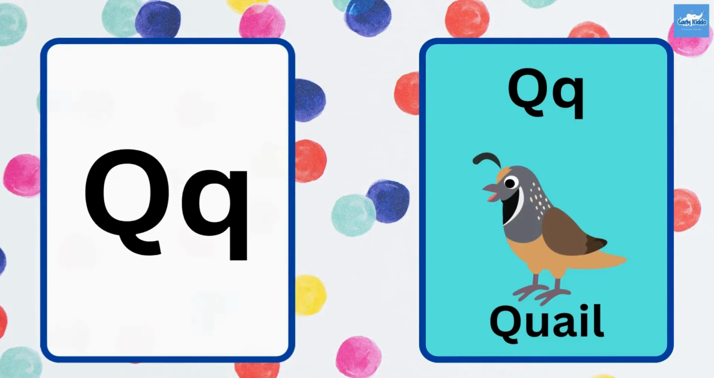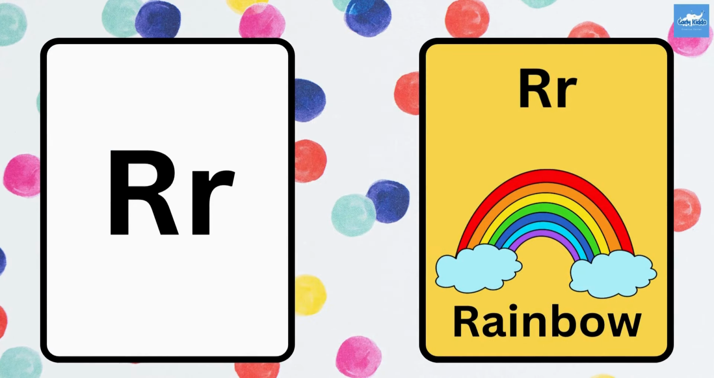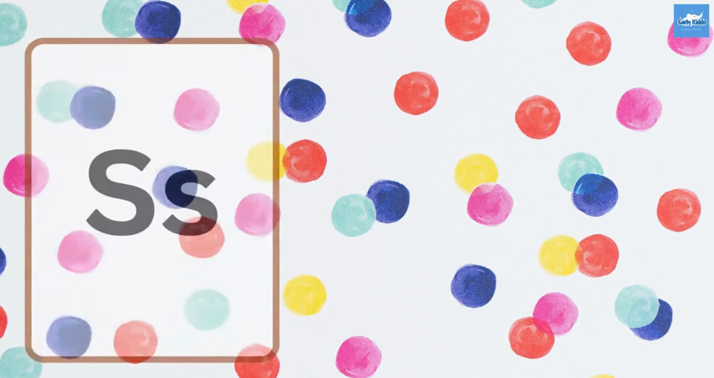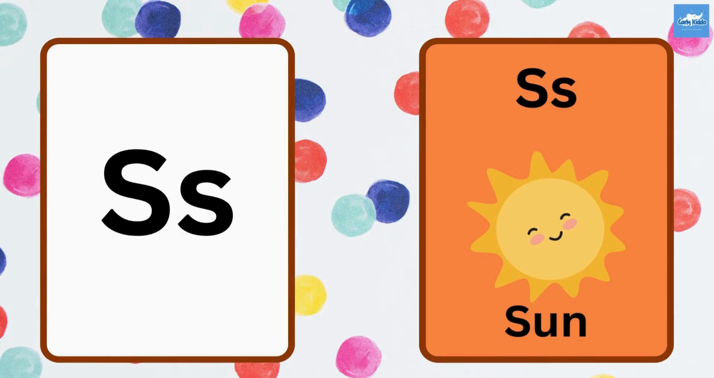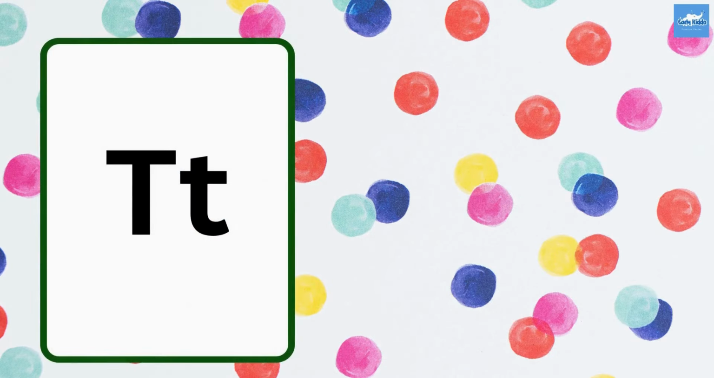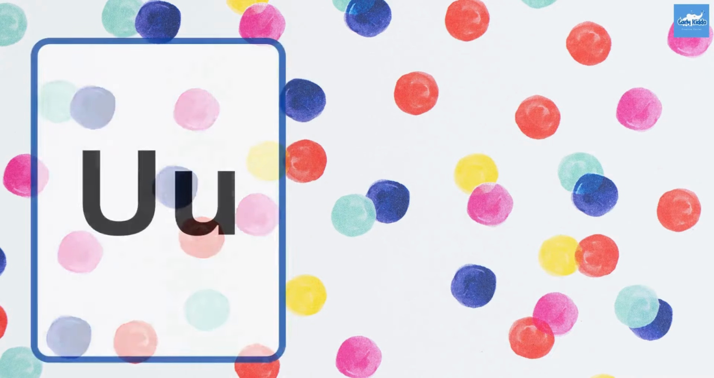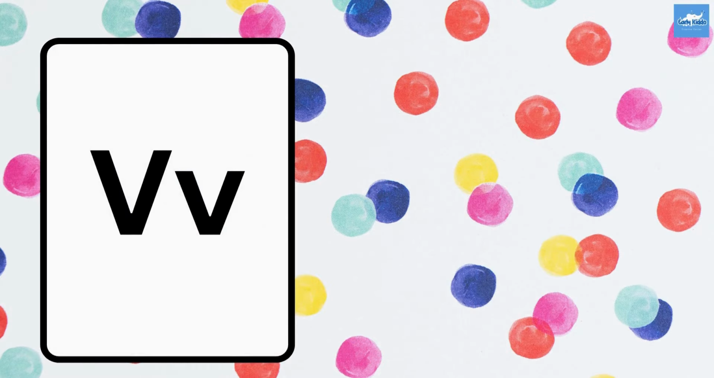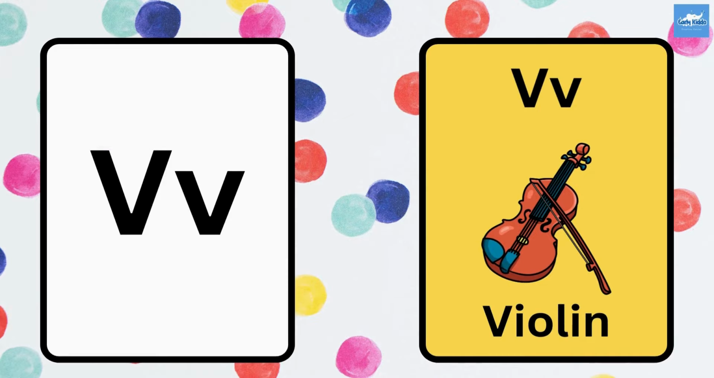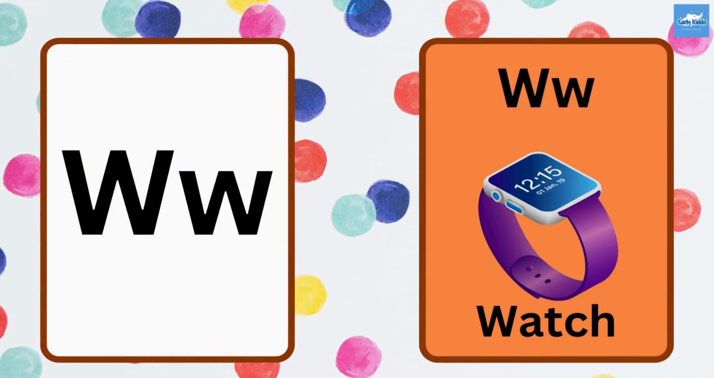Q for quail. Letter R. R for rainbow. Letter S. S for sun. Letter T. T for tiger. Letter U. U for umbrella. Letter V. V for violin. Letter W. W for watch.